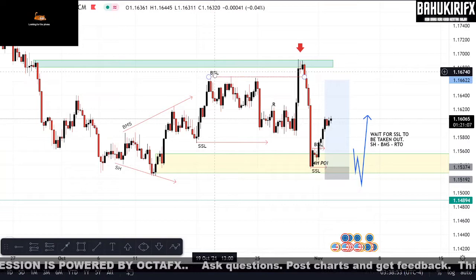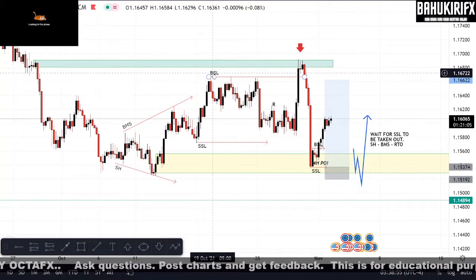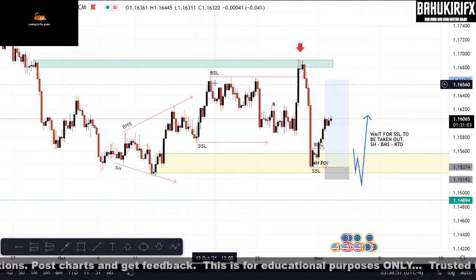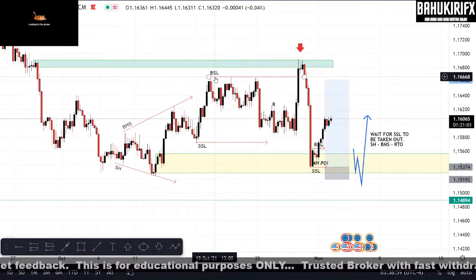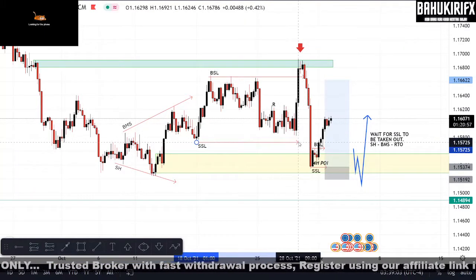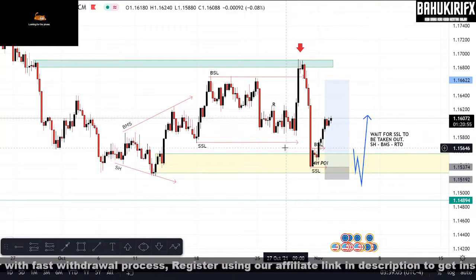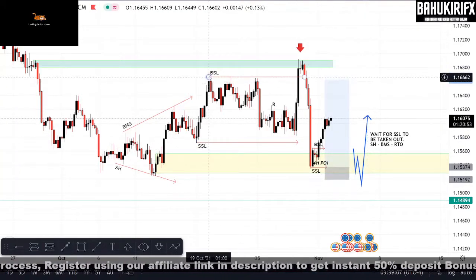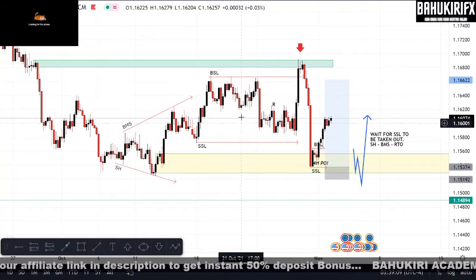So first thing first, when you guys open your chart, try to identify all this buy side liquidity dengan sell side liquidity. Okay, ini adalah korang punya pintu untuk korang trading. Tak ada pintu ni, okay, jangan trade.